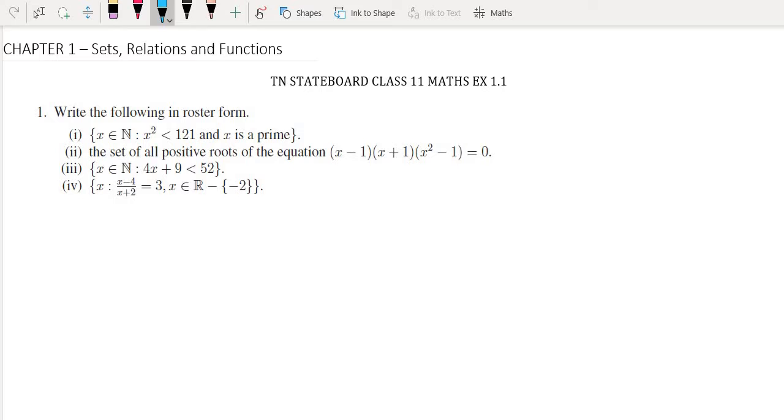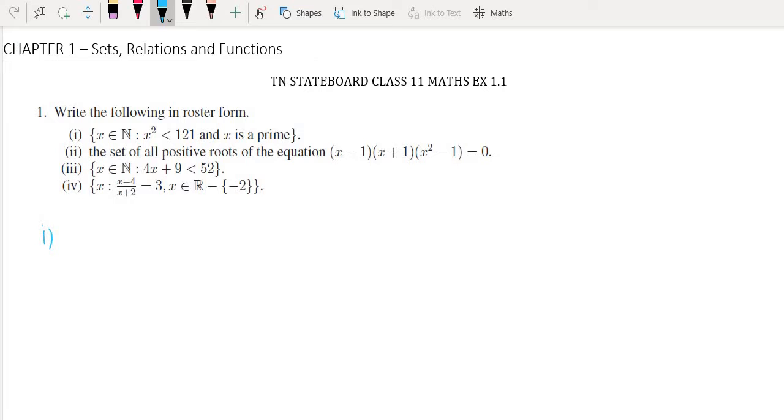In this video, we are going to discuss TN State Board Class 11 Maths Exercise 1.1 solutions. Question number 1. The question is, write the following in roster form. We have 4 subdivisions. First subdivision, set of all natural numbers such that x square is less than 121 and x is a prime number.